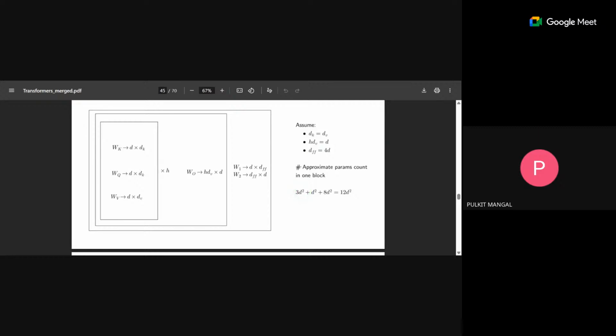Then you are going to do that linear projection. Remember, after doing the concatenation, you do the linear projection also. So that takes the input dimension of h dv and outputs d dimension. Because of our assumption that h dv is equal to d, this will be 1 d square. Then comes the ANN part, or the feed forward neural network part. So there will be two matrices.